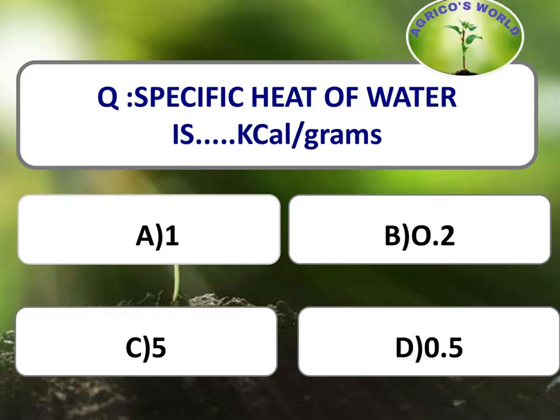Specific heat of water is? The specific heat of water is 1 kilocalories per gram and that of organic matter is 0.5 and soil is 0.2 kilocalories per gram.